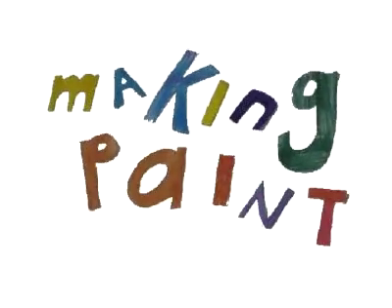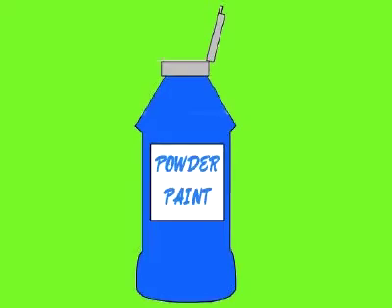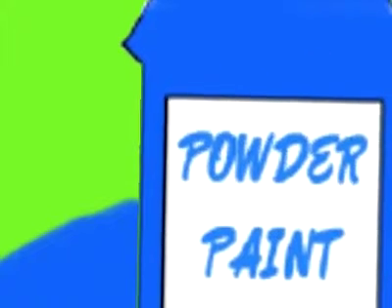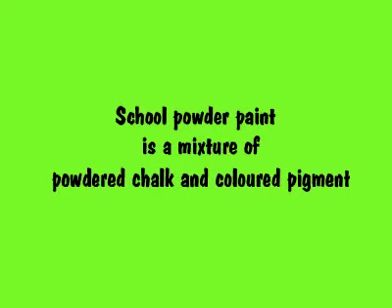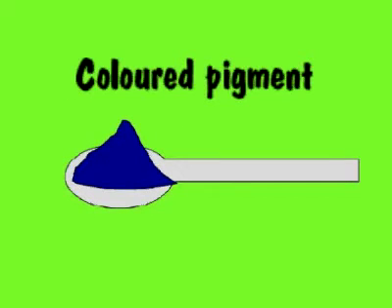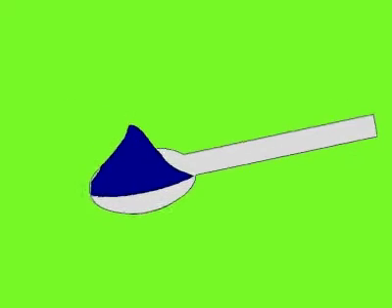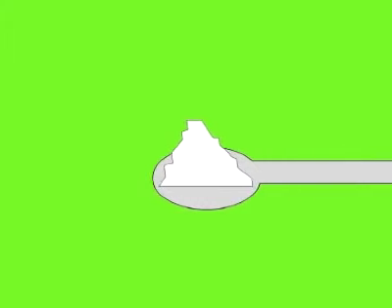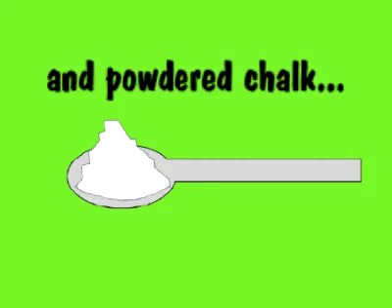Making paint. Powder paint. Powder paint is a mixture of powdered chalk and colour pigment. This is colour pigment. And this is powder chalk.